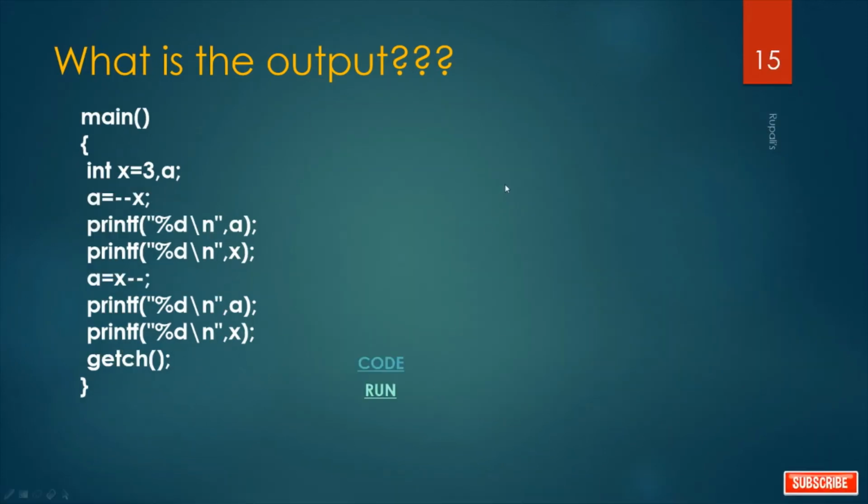Our next problem is this. Try to do it yourself, then I will discuss. Think for 5 seconds. I am waiting.